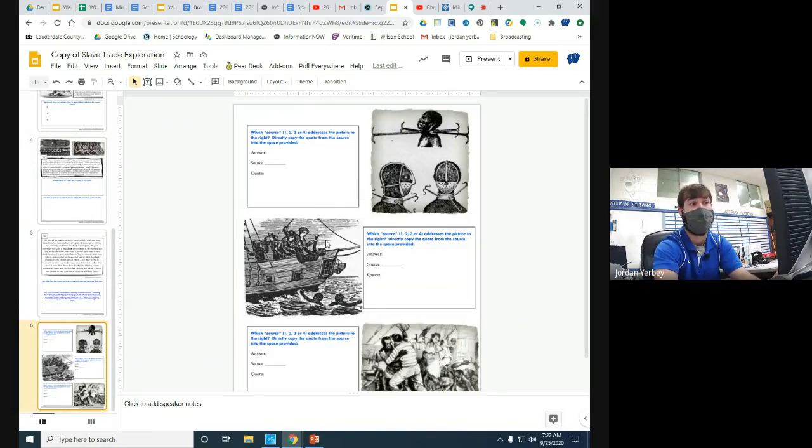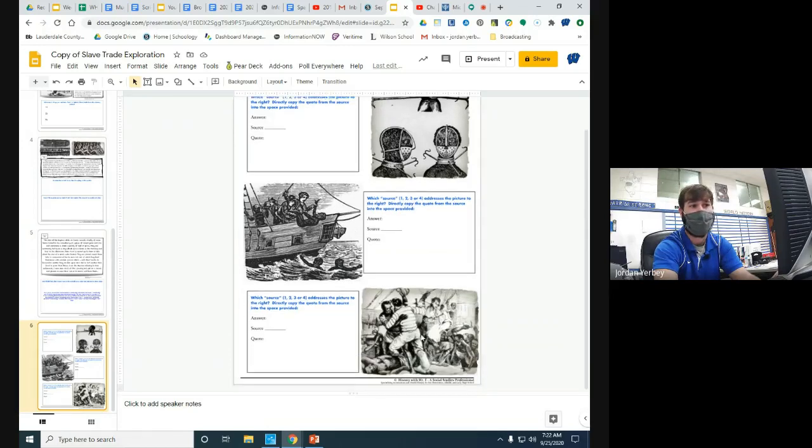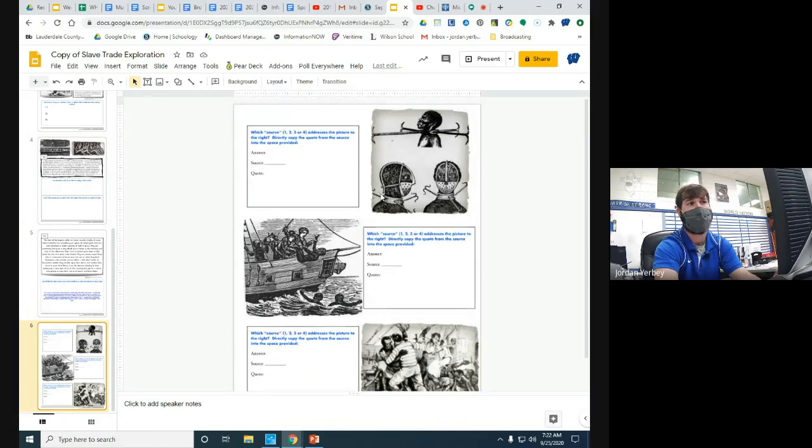So right here they're being thrown overboard. Here they're having a mutiny. Here they're being shackled. Where did that information come from? So it's taking what you learned today and applying it.